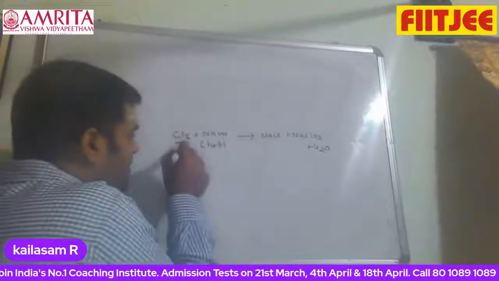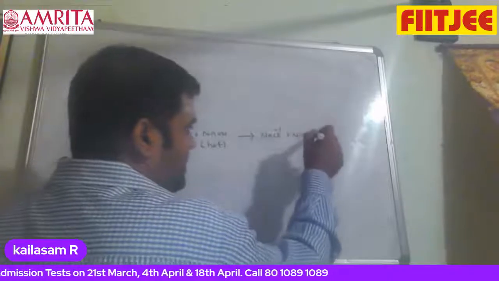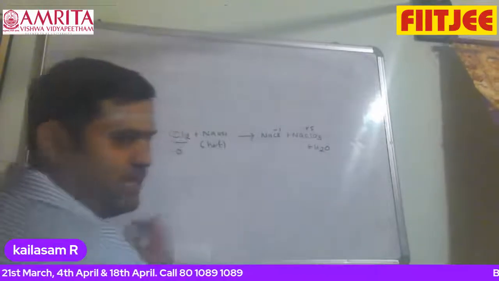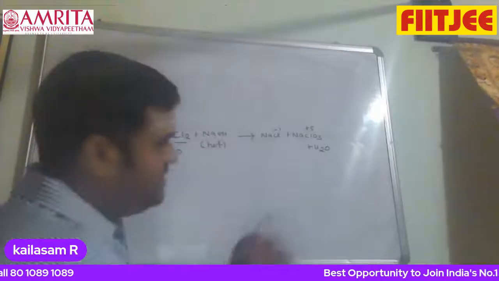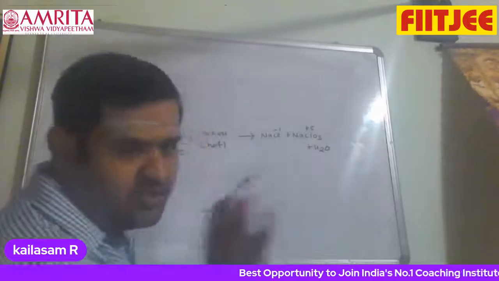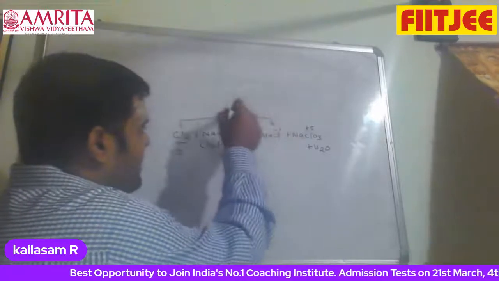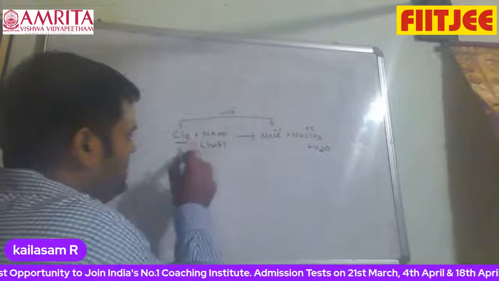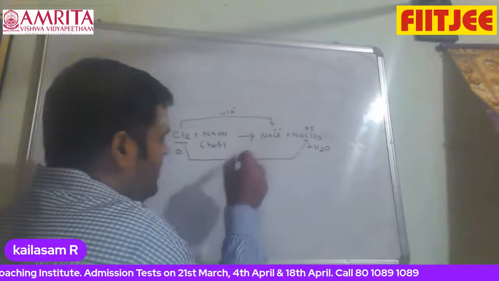We know that Cl2 has 0 oxidation state. In NaCl it is -1. In NaClO3 it is +5. That means in NaCl, chlorine is in the -1 oxidation state, and in NaClO3 it is in the +5 oxidation state. That means 0 becomes -1, it gained 1 electron, and Cl2 becomes +5, that means it lost 5 electrons.